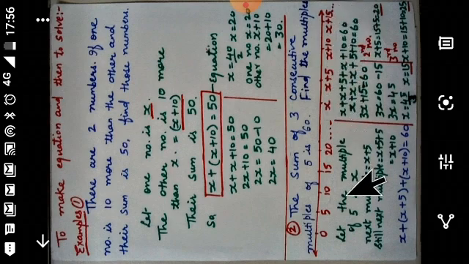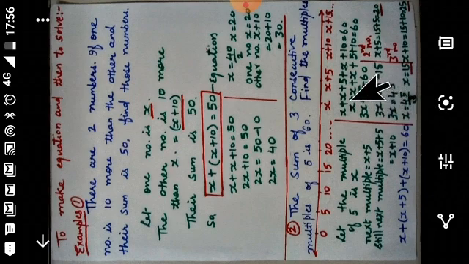So let the multiple of 5 be x. The first multiple is x. The next multiple will be x plus 5. Multiple means plus 5 is added. Now the next multiple will be x plus 5 plus 5, that means x plus 10. Now the sum of three consecutive multiples, the sum of these three numbers is 60. So x plus x plus 5 plus x plus 10 equals 60. This is the main equation.